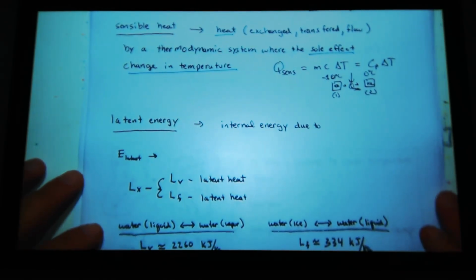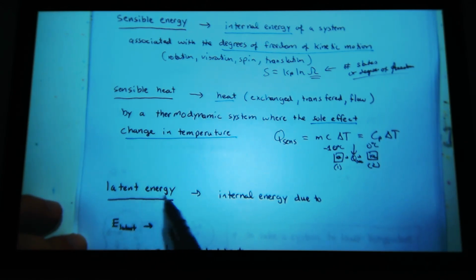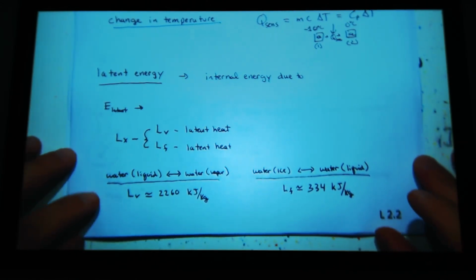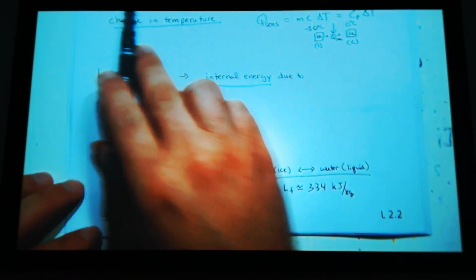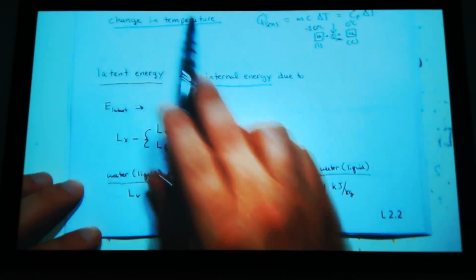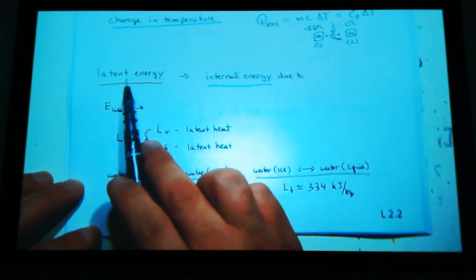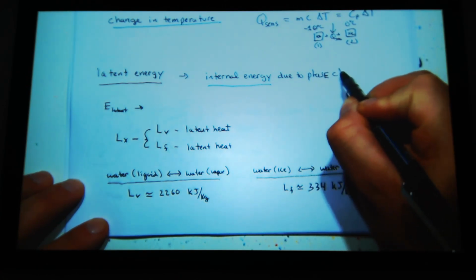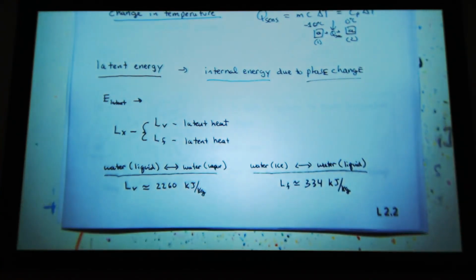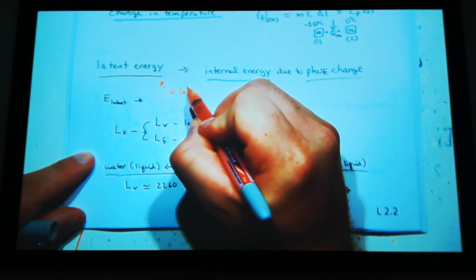So I had sensible energy above, and now I have latent energy. The question was related to phase change. So latent energy is the internal energy of the system, so everything within the boundary. You can see that sensible heat had said nothing about internal. This had to do with transfer of heat; it changed the internal energy of my system. So internal energy due to phase change. Latent energy. Latent heat.